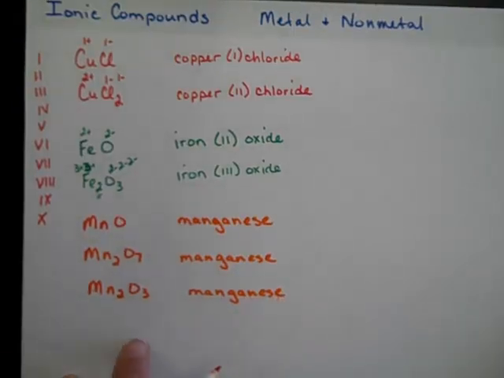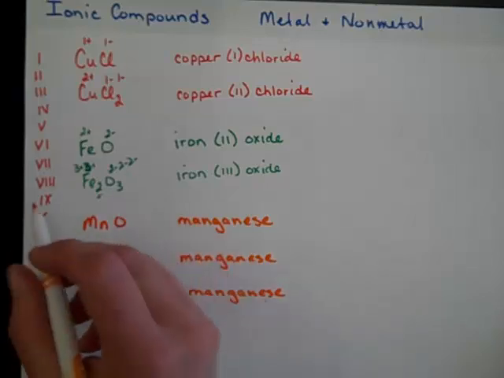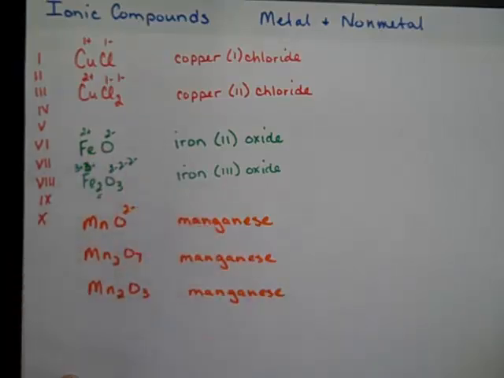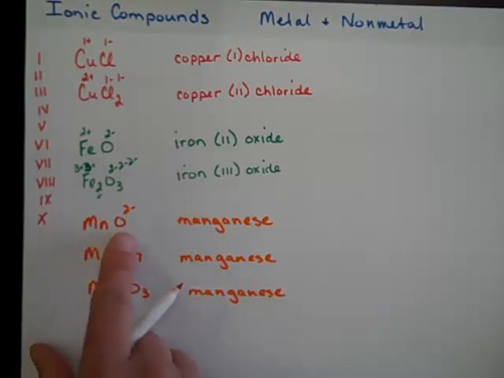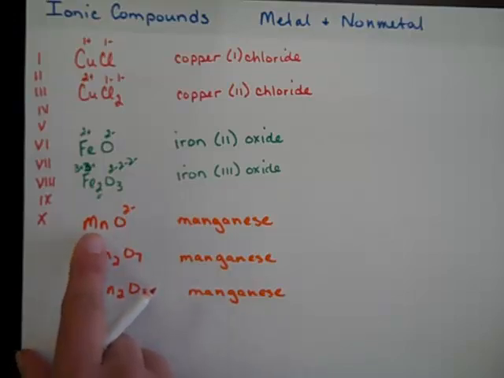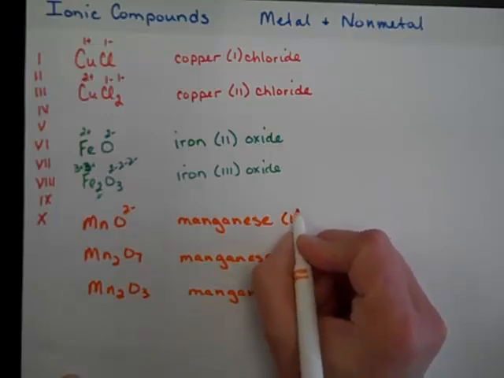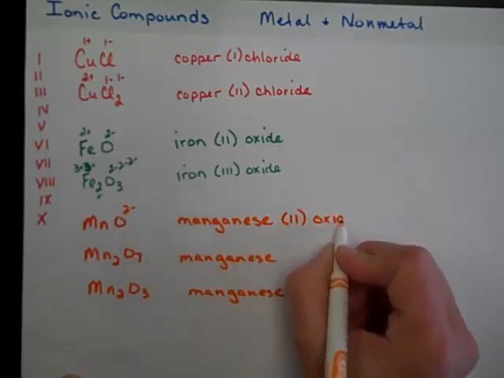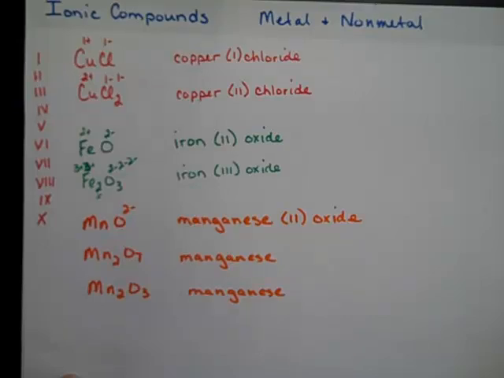All right, so what are we going to call these? We need to look and see what our charges are. Oxygen is still a 2 negative. So if we have 1 of each, we have a 2 negative. This must mean that manganese is a 2 positive. So we have manganese 2 oxide.